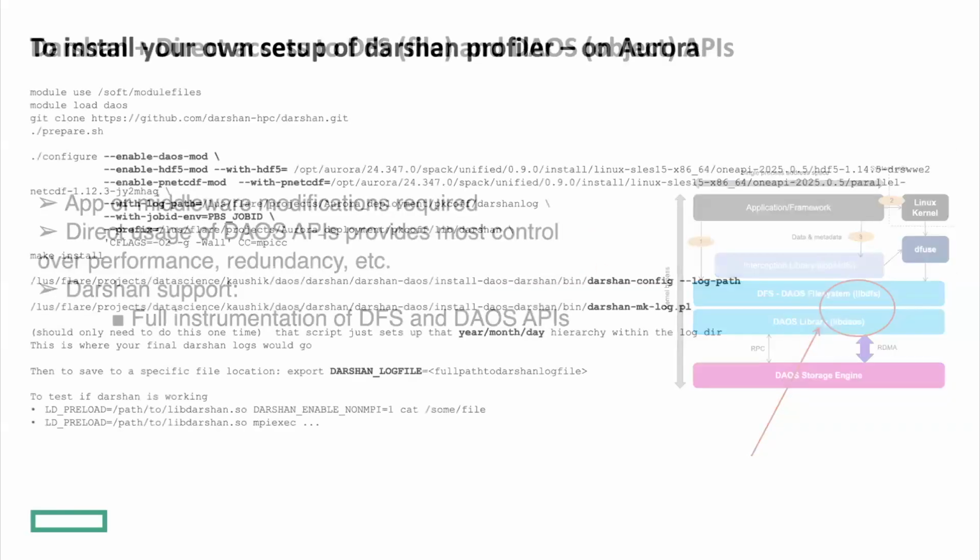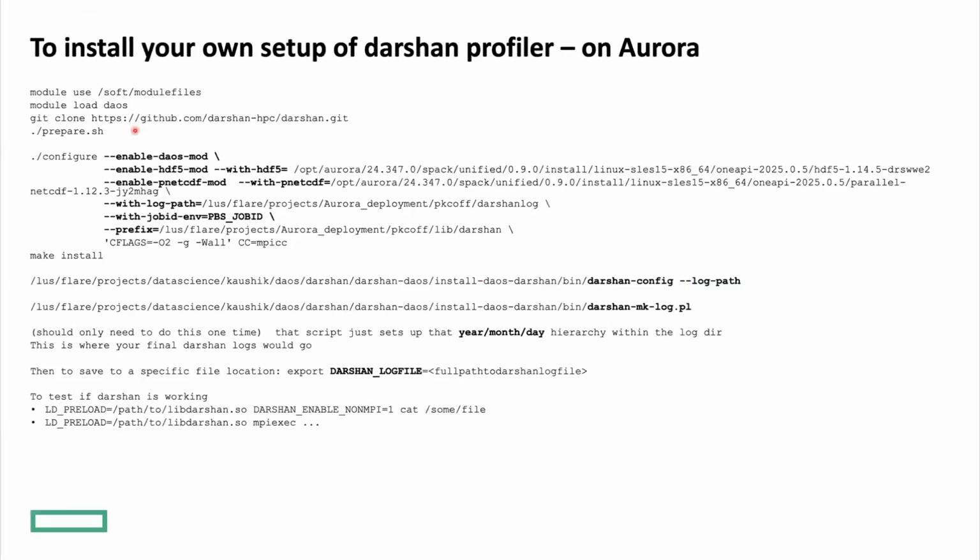On Aurora, if you want to install your own setup of the Darshan profiler, you just need to load DAOS, clone the Darshan repository, and if you are going to use it along with HDF5 or PnetCDF, you need to pass those arguments as well. It is important to run this Perl script, which will create the directory in this format with year, month, and day, and you can collect your logs from this location when it's done, or you can also pass the Darshan log file location. This is just for future reference.